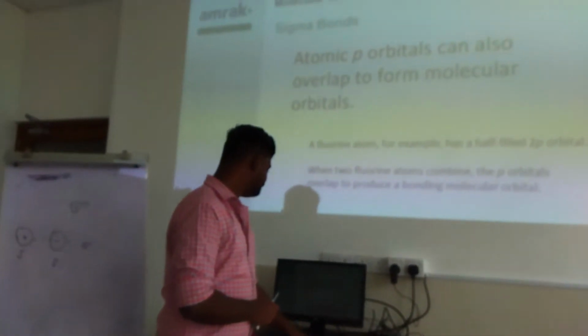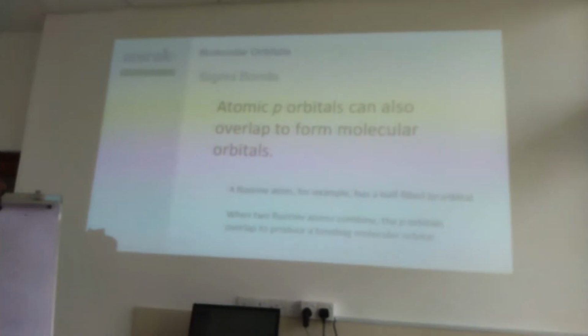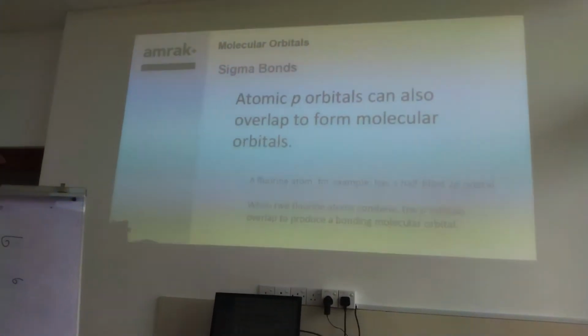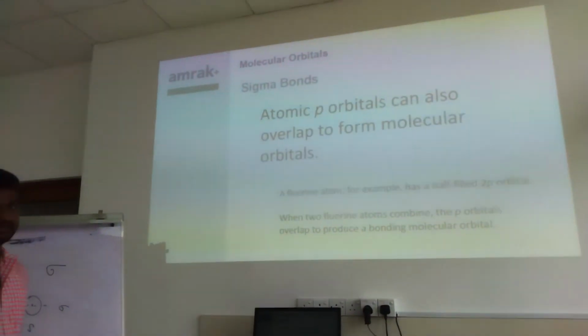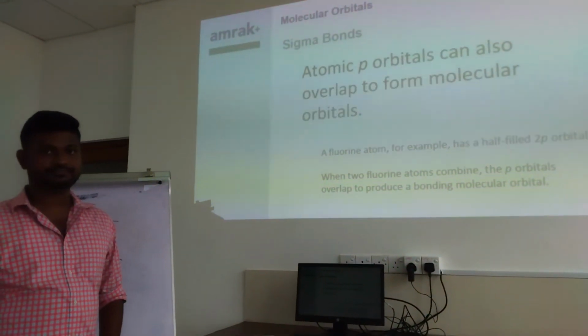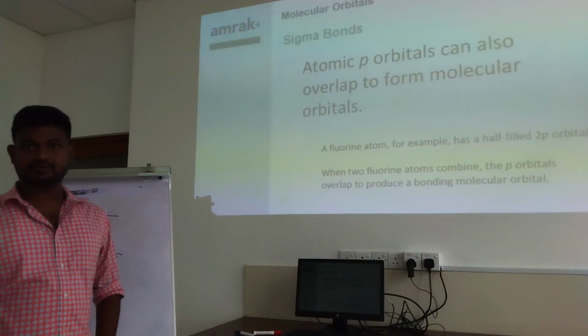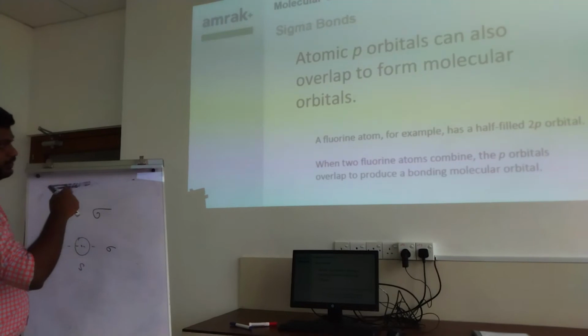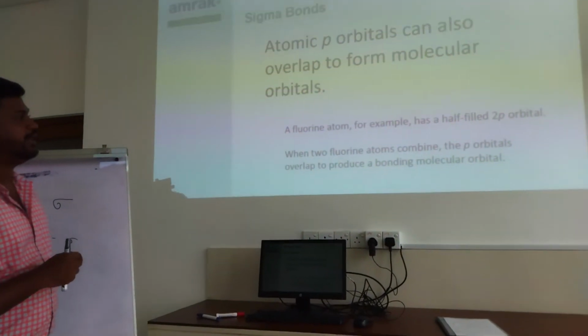Okay, sigma bonds between p orbitals. Atomic p orbitals can also overlap to form molecular orbitals, right? We saw that earlier also, no? That F2 molecule, that is p orbital overlapping, right? So the fluorine F2 molecule, for example, has a half-filled 2p orbital, right?